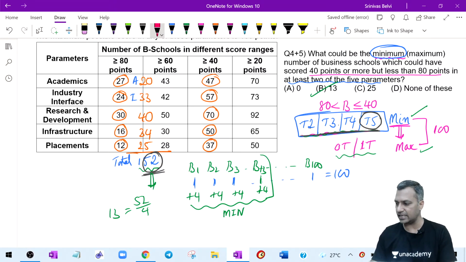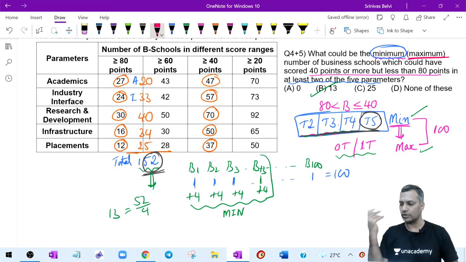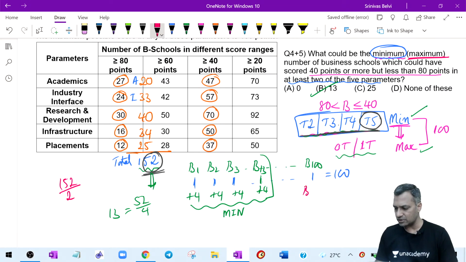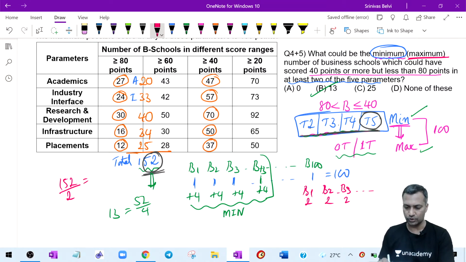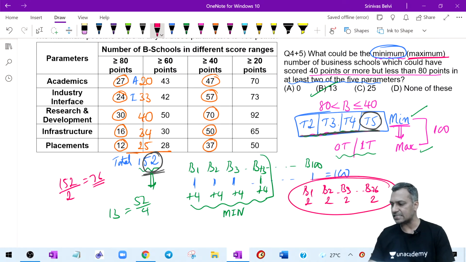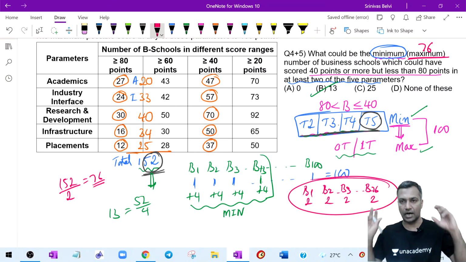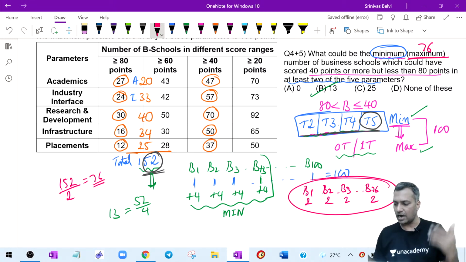Now let us find out the maxima also. Maxima is what? 152 divided by 2. Go to the first B school, give them two tokens. Go to the second B school, give them two tokens. Go to the third B school, give them two tokens. Like this, everybody gets two tokens. 152 divided by 2 becomes 76. So you will go to B school number 76, and give that fellow also two tokens. 76 is the maxima. Had the question been maxima, the answer would be 76. It's minima, the answer being 13.